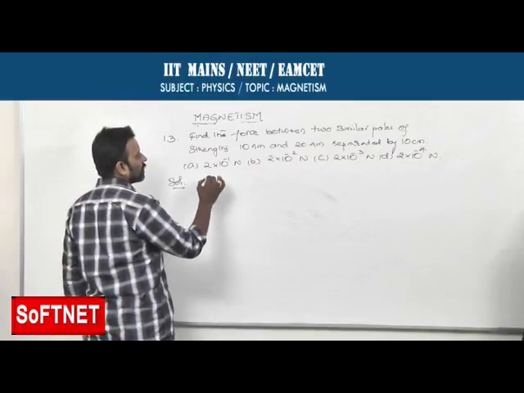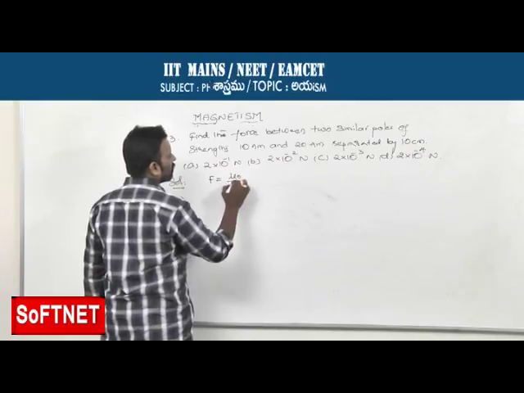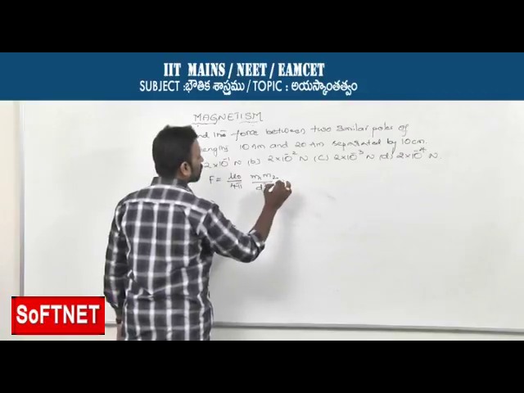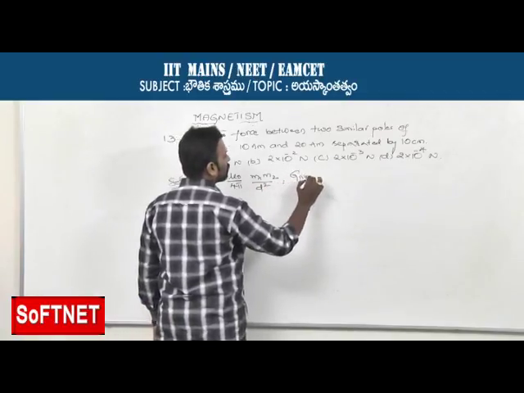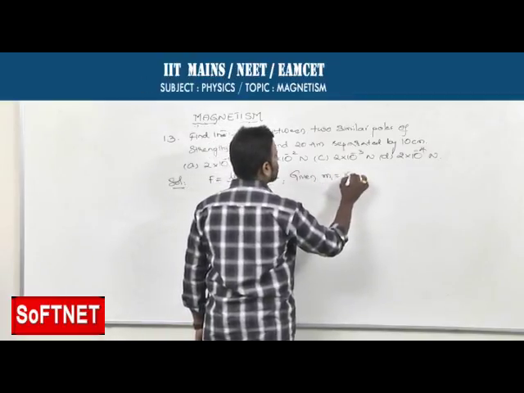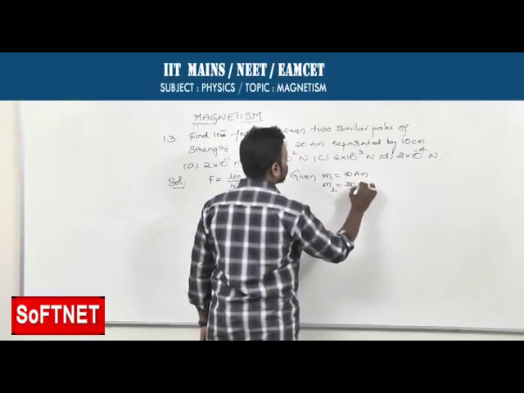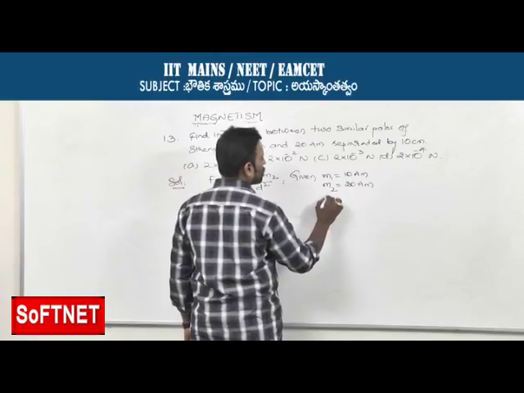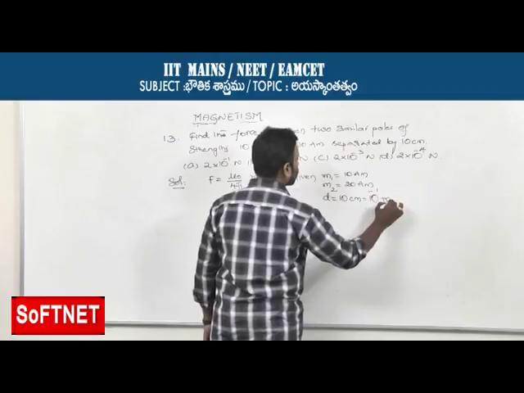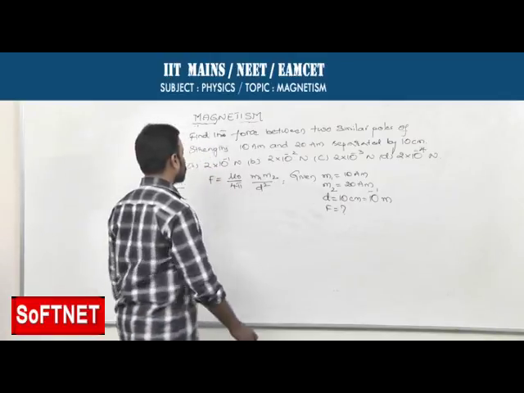According to Coulomb's inverse square law, the force of attraction or repulsion between any two magnetic poles is F is equal to mu naught by 4 pi into m1 m2 by d square. Here, given the magnetic pole strengths, m1 is 10 ampere meter, m2 is given as 20 ampere meter. The distance between the two magnetic poles is 10 centimeters, which is equal to 10 power minus 1 meters. You are asked to calculate the force.